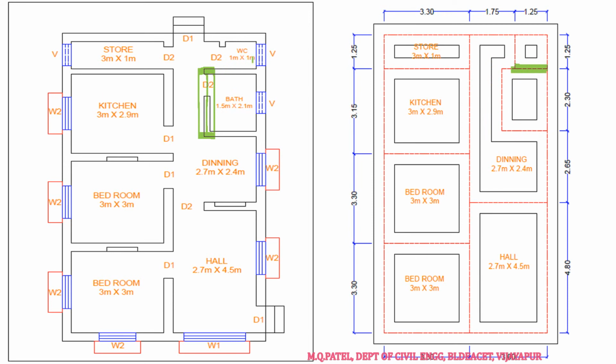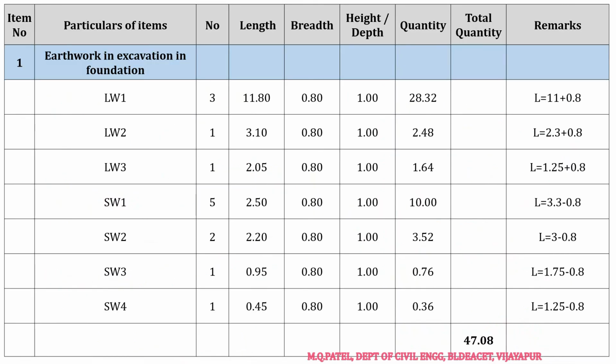So this clear distance is 1 meter plus 0.15 plus 0.1, so 1.25 center to center. This has to be subtracted here and this has to be subtracted here, so 1.25 center to center distance minus 0.8. So we'll be getting 1.25 minus 0.8, the answer as 0.45. So 0.45 by 0.8 by 1 meters, so we'll be getting the answer as 0.36 cubic meters, right?